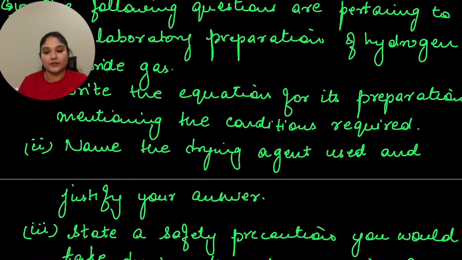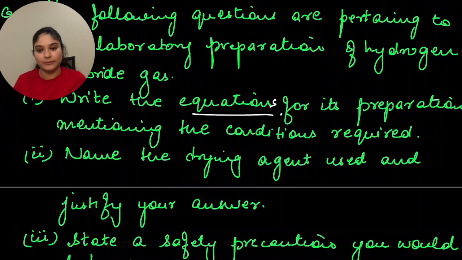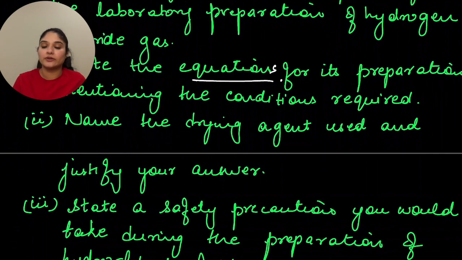Name the drying agent used and justify your answer. So what drying agent do we use? Another important thing is that it should be equations here. So make sure that you mention both the equations, that is above 200 degrees Celsius and below 200 degrees Celsius. Now name the drying agent used. So the drying agent we are using is concentrated sulfuric acid.